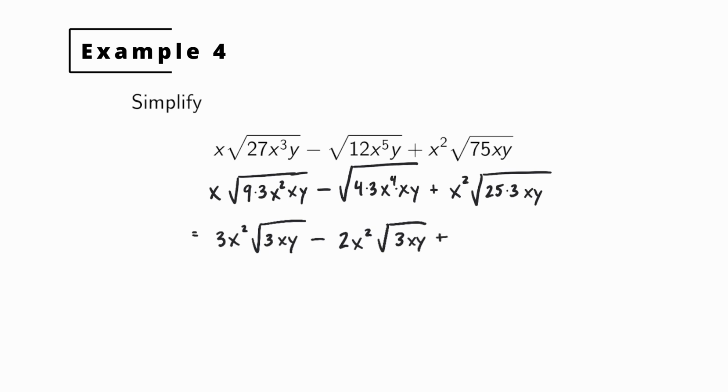And for the final one, the only perfect square we have in here is 25. So we can pull that out. It'll be 5x squared times the square root of 3xy. And again, we have the same variable term for each term, same variable, and we have the same radical expression in each term. And that means that we can combine these, and it's simply going to be 3 minus 2 plus 5, so that's just 6x squared times the square root of 3xy.